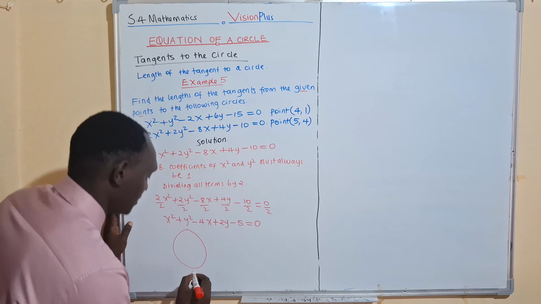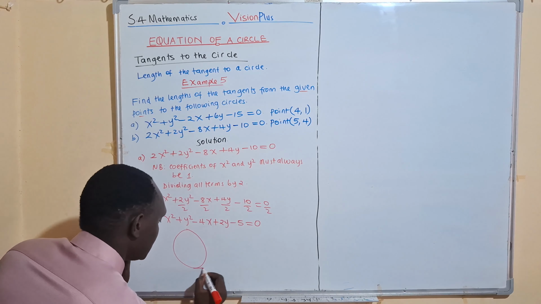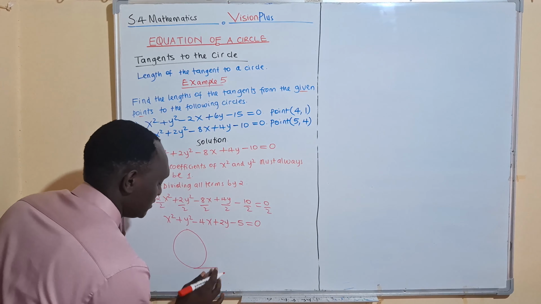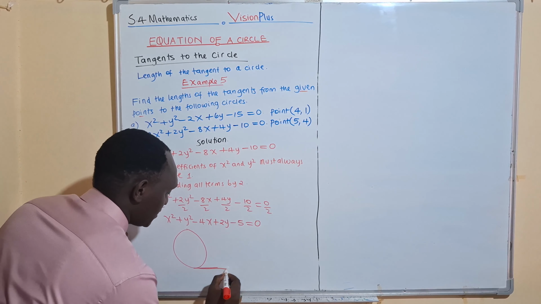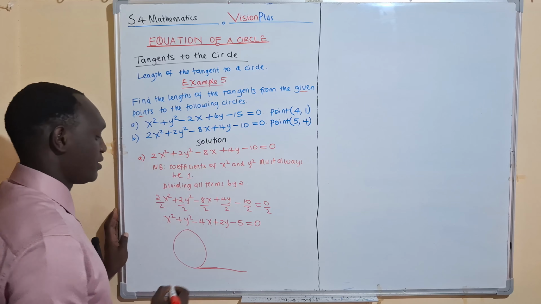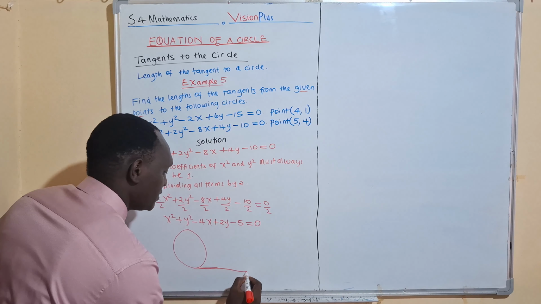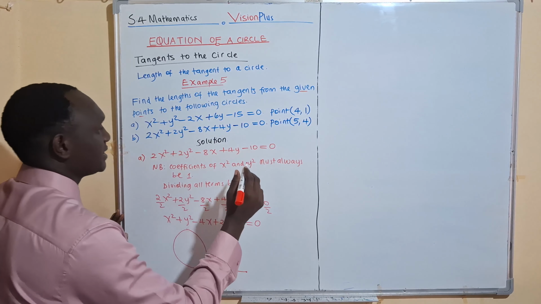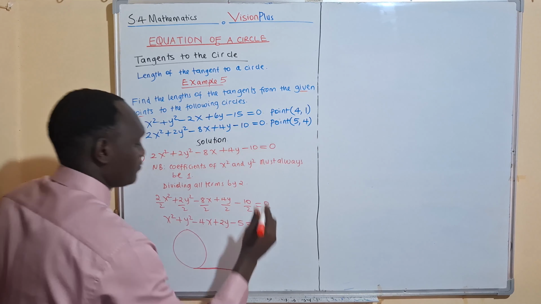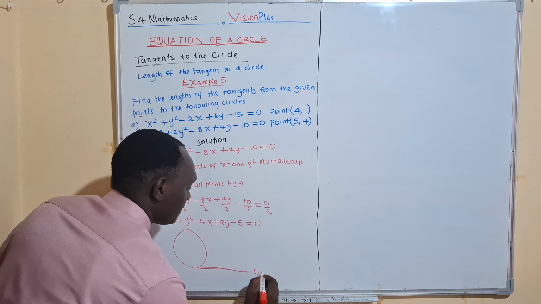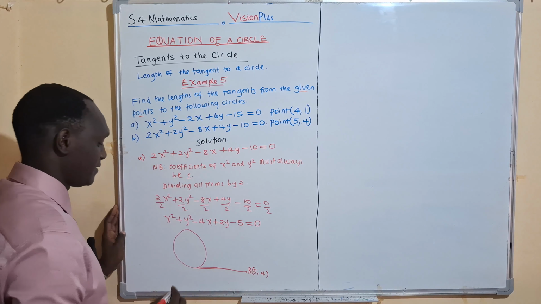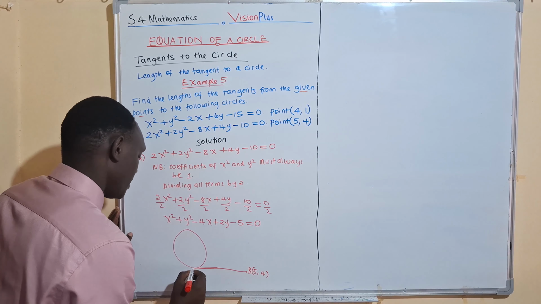and then you say that the tangent meets the circle at that point. Use a ruler at that point. Use a ruler. This is the point where the tangent is drawn from, point (5, 4). So let me call this point B in this case. Then let me call the point where the tangent meets the circle point A.